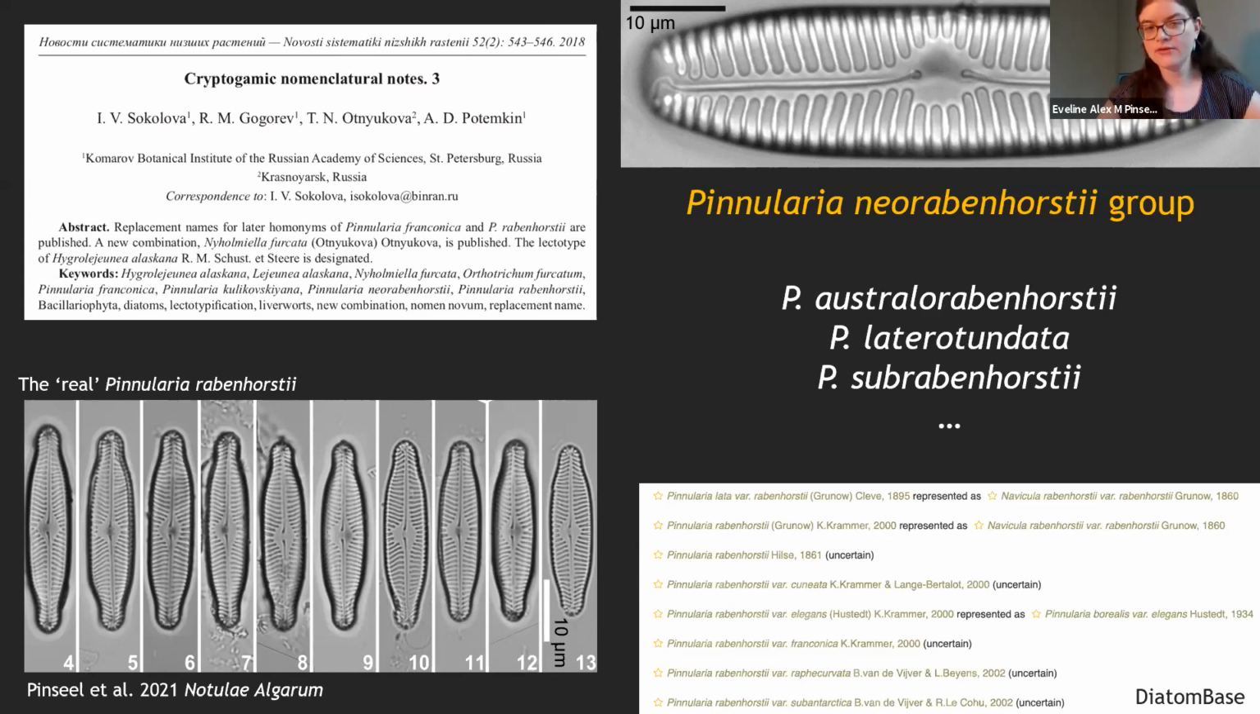But recently, Sokolova and colleagues found that Pinnularia rabenhorsti had been wrongfully transferred from the genus Navicula because another diatom was already described as Pinnularia rabenhorsti at the time, but was forgotten in the literature. And we recently found the type material of the real rabenhorsti, and as you can see, these 2 diatoms have nothing in common. So from now on, we should not be referring to this group as rabenhorsti, but as neorabenhorsti.